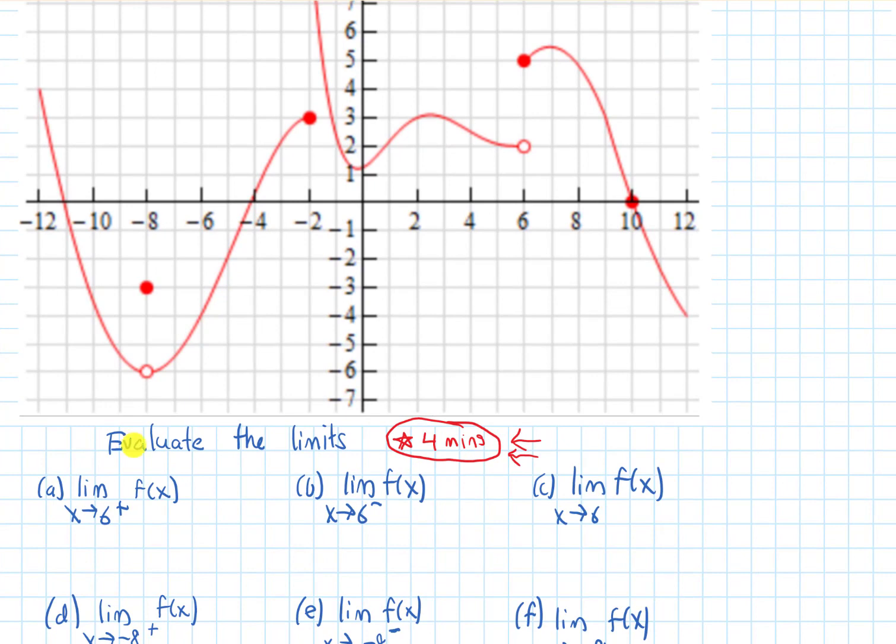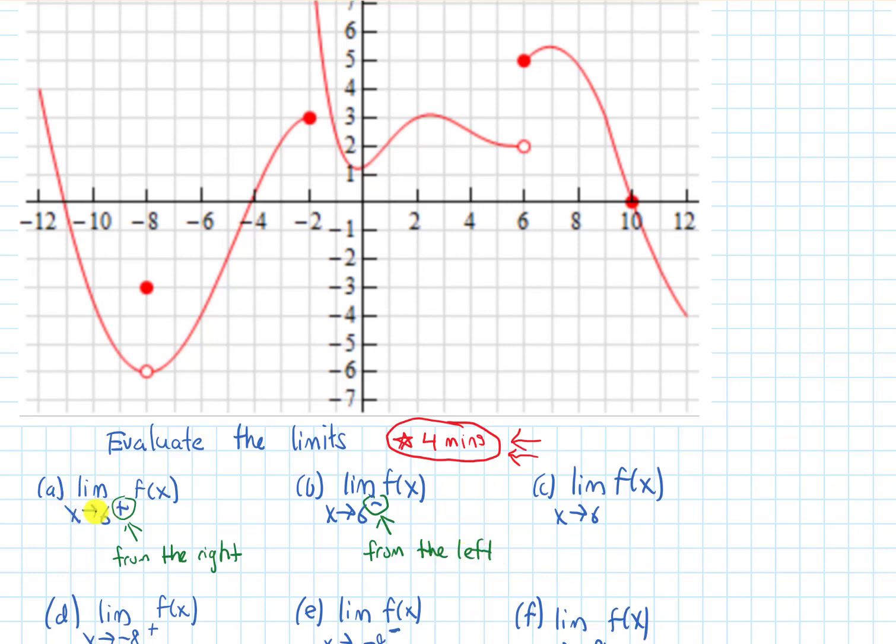Let's start talking about these. Part A says, what's the limit as x approaches 6 with this little plus sign? Remember, that little plus sign means from the right. And when I see a minus sign in the exponent, that means from the left. Okay, so let's do part A.